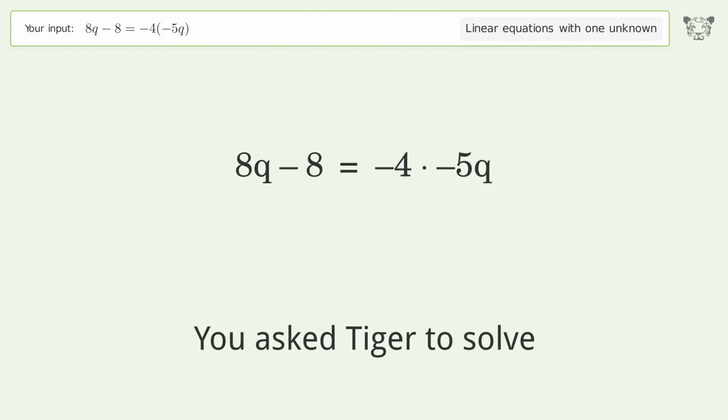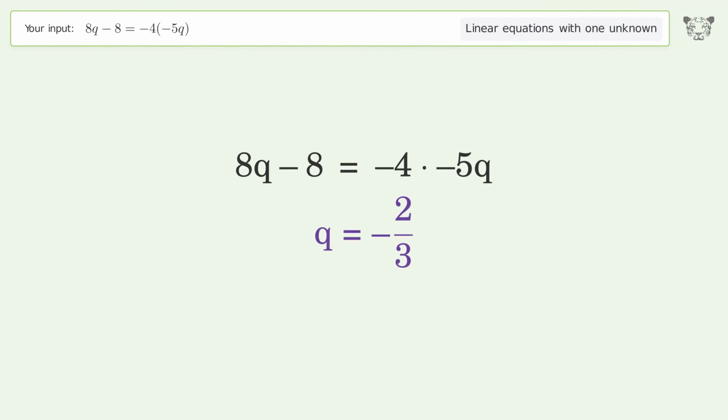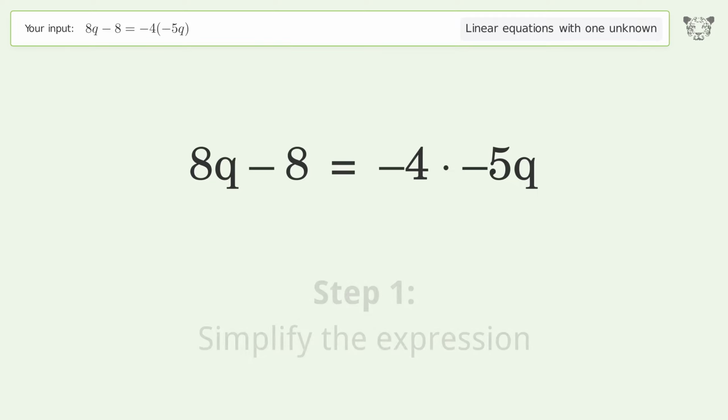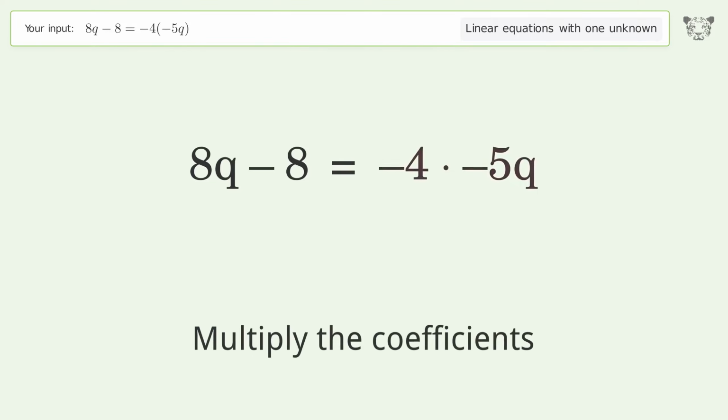You ask Tiger to solve. This deals with linear equations with one unknown. The final result is q equals -2/3. Let's solve it step by step. Simplify the expression. Multiply the coefficients.